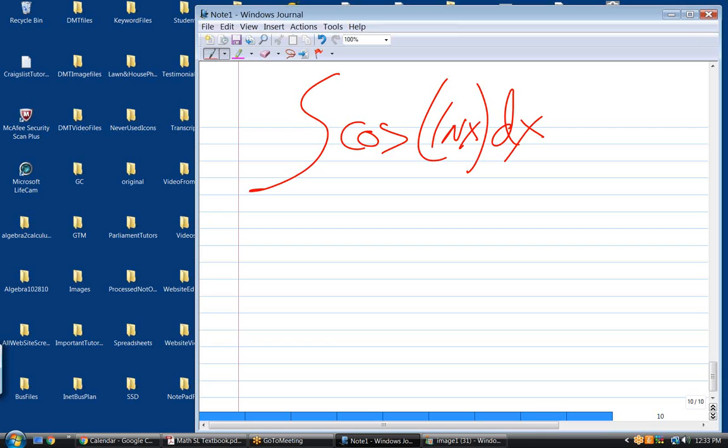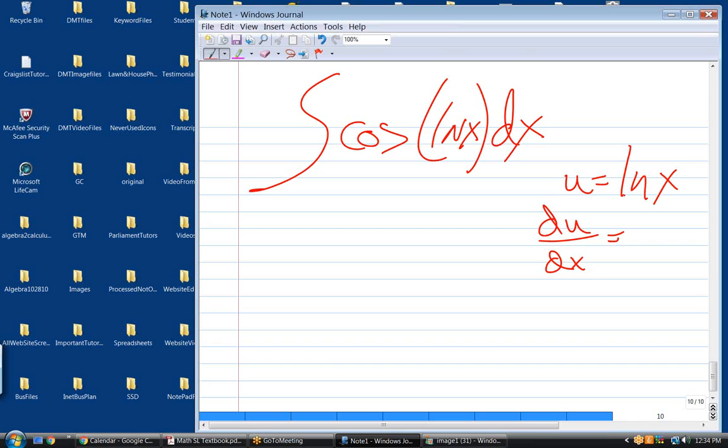Now, what would u be? Would it be cosine? No. If you were differentiating this, what would u be? What would the inside be? The outside is cosine. What's the inside? Maybe ln x? Yeah, natural log of x. What's du dx? It would be, let's see.